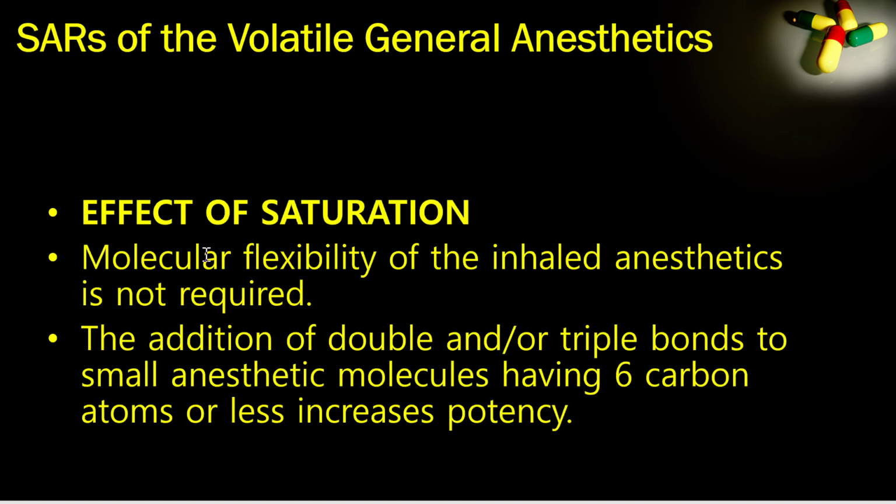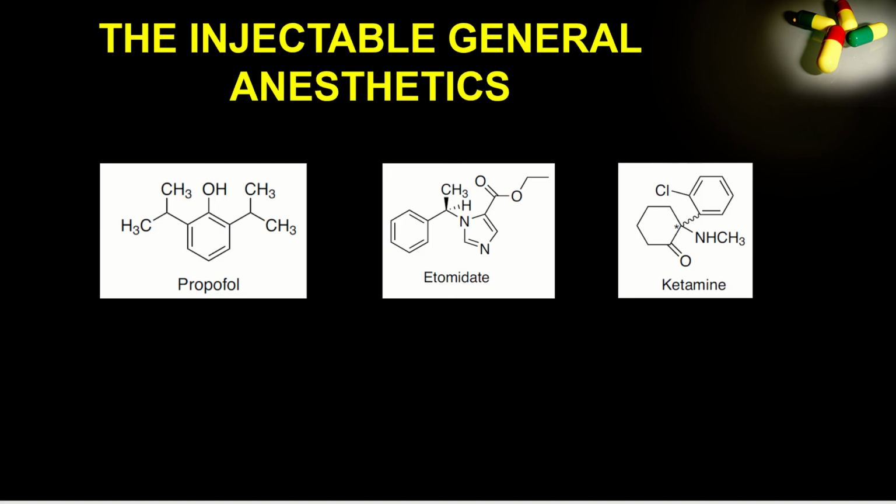All right, so the effect of saturation. Molecular flexibility of the inhaled anesthetic is not required. In fact, you could add a double bond or a triple bond to these small anesthetic molecules having 6 carbons or less, and that increases potency. So addition of a double or a triple bond to small anesthetic molecules having 6 atoms or less increases potency. So it doesn't have to be a single bond, it can be a double or a triple bond.